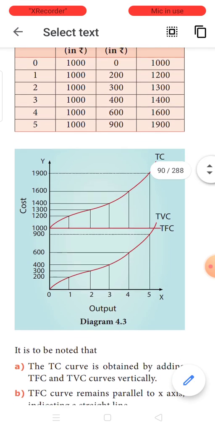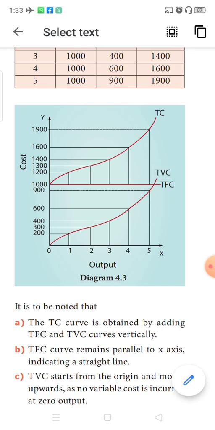Now the same thing could be constructed in the form of a graph. Just look at the diagram. You could see, already we know what is the nature of the total fixed cost. Total fixed cost curve is horizontal to the x-axis, which means 1000 rupees is the fixed cost incurred. So you could see the TFC curve, which is horizontal to the x-axis. Now TVC, that is total variable cost. Total variable cost increases as the output increases. It is 0 when 0 units is produced. So the TVC starts from the origin. You could see the TVC curve is starting from the origin and it slopes upwards.